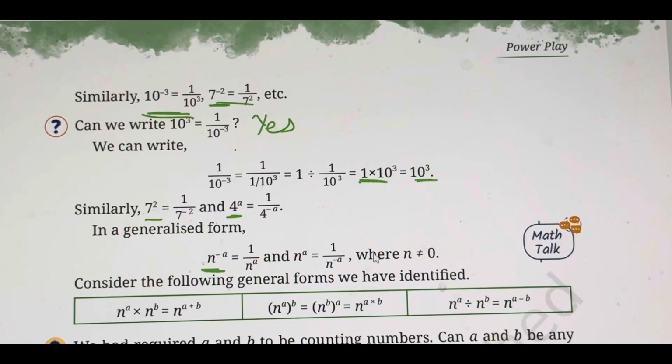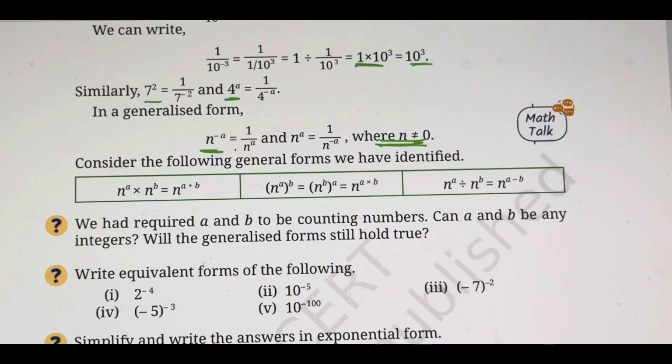If it is positive, we can write its reciprocal and make it negative. But the condition is n should not be equal to 0. This we have established earlier also. This is very important, that n should not be equal to 0.